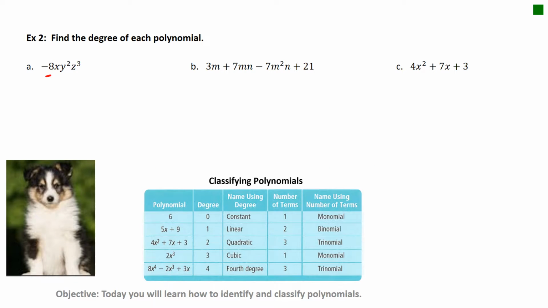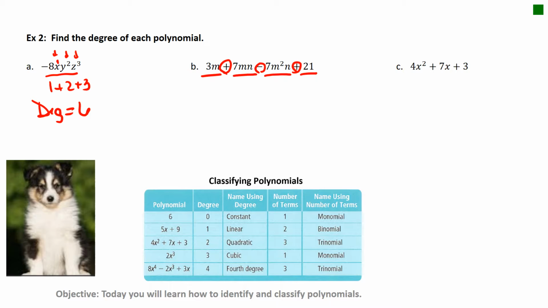So this is a monomial because there's no minus or plus. Remember that x has a 1. So we're going to add them up. I've got one variable, 2 more, 3 more. So 1 plus 2 plus 3. This is degree 6. This one is 1, stop, 2, stop, 3, stop, 4 monomials.